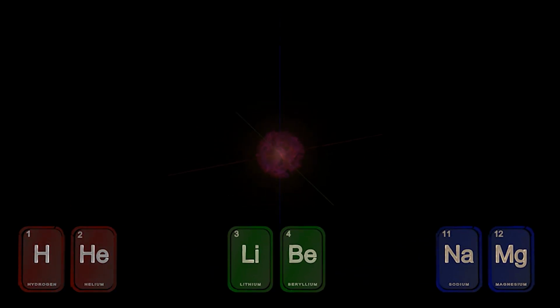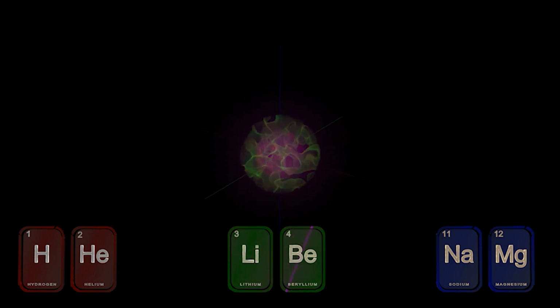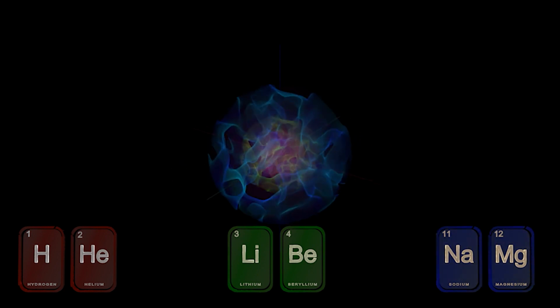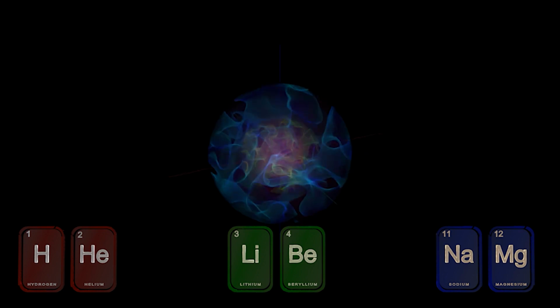To recap, to get to the third principal energy level, we build up the electron cloud. 2 electrons in 1s. 2 electrons in 2s. 1 electron in each of the 2p x, y, and z orbitals. And then a second electron in each of the 2p x, y, and z orbitals. And then finally, as shown here, the 2 electrons in the 3s orbital.